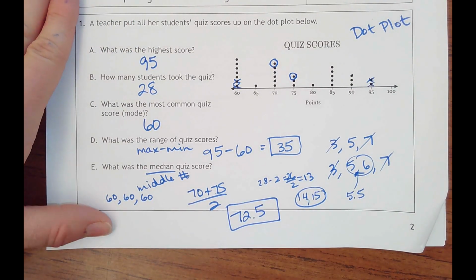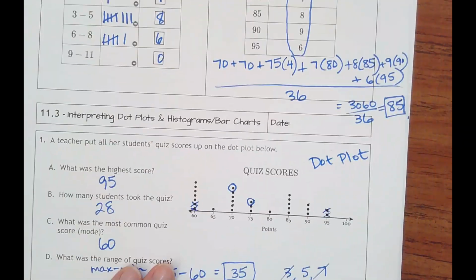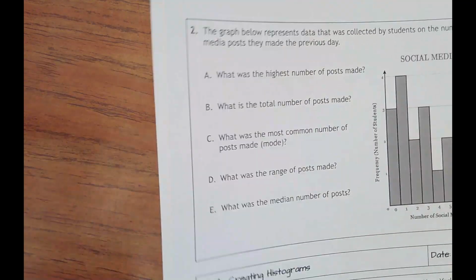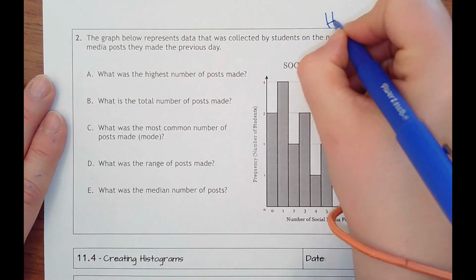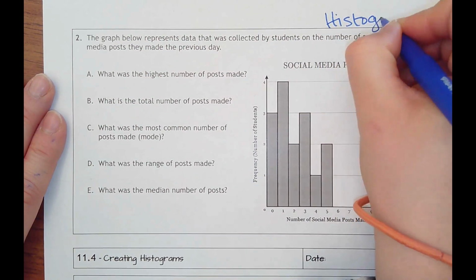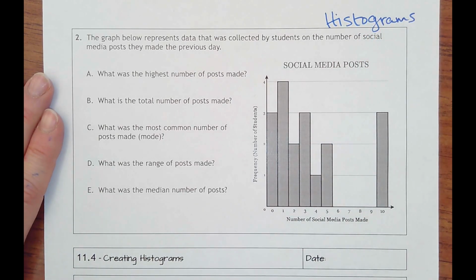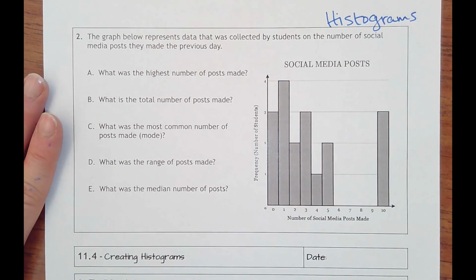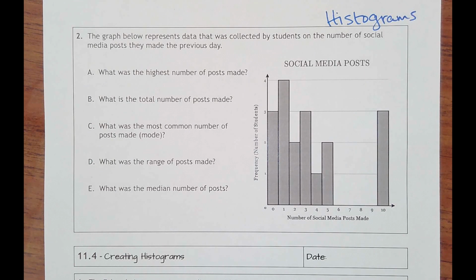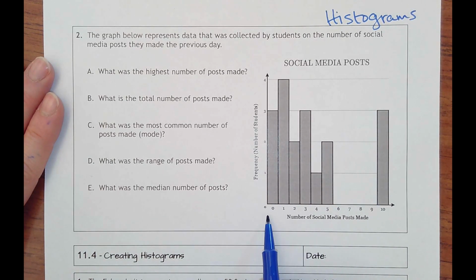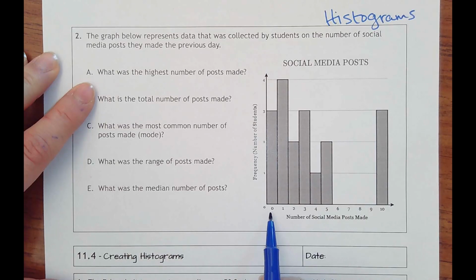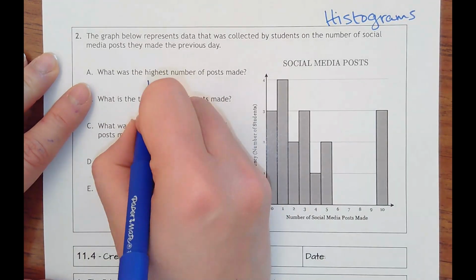Okay, there's one more question, because remember we're talking about histograms as well. And it's the same concept, but it's like a bar chart. It says the graph below represents data that was collected by students on the number of social media posts they made the previous day. What was the highest number of posts made? Well, this is on the x-axis here. Number of social media posts. What was the highest number? Well, some people made 10 posts.